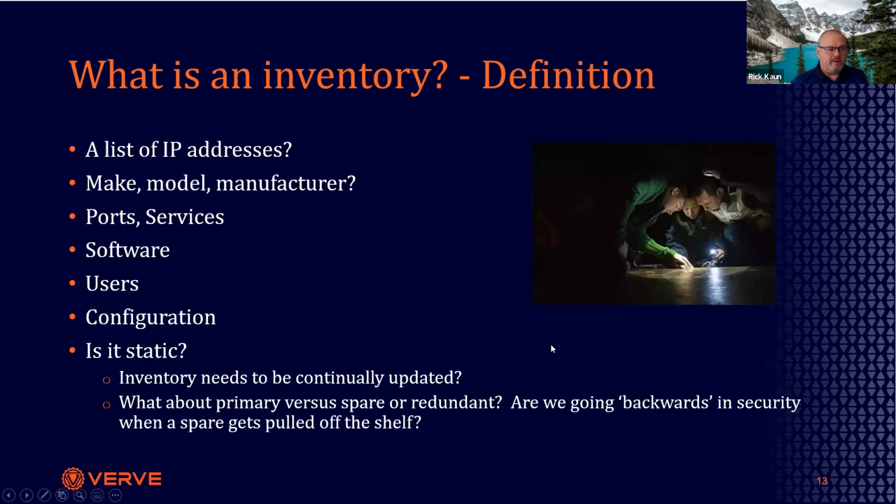So back to my question, based on what I just showed you, have I moved the needle in what you think is an inventory? I don't think it's just a list of IP addresses or even make, model, and manufacturer. I want to know ports and services. We can show you how many default ports and services are in use that could be anonymized or customized and no longer subject to mass vulnerabilities. What about software? We just talked about. What about users? Couple quick case studies.